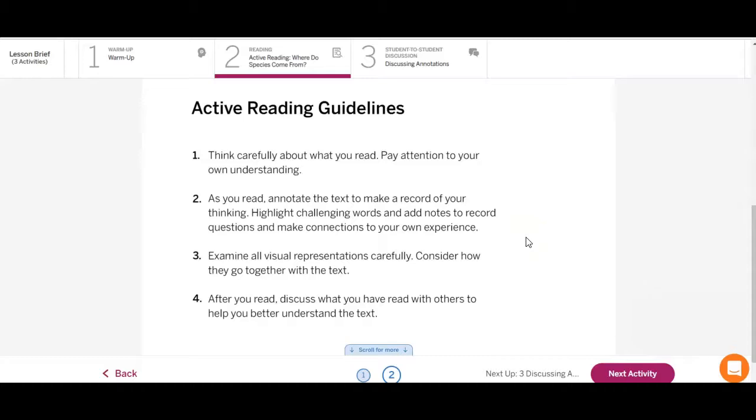Examine all visual representations carefully, and consider how they go together with the text. After you read, discuss what you have read with others to help you better understand your text. That last part we will be doing in Google Classroom, okay? We'll have a discussion in the comments underneath the assignment.